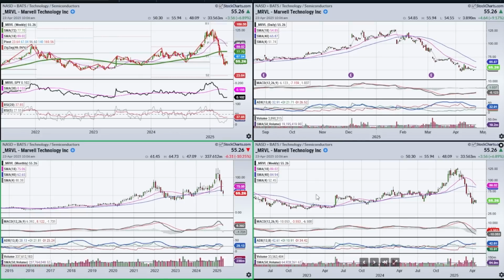Contrary to that would be something like this Marvell, which I think is more of a sell on a rally. We broke support. Now we're into the next support area, but we've hurt the trend. And I would be using a rally if this can work its way up into maybe 70, 75 or something like that. I'd probably be using that more as a selling chance than using this, unless you want to trade it for a little upside move.